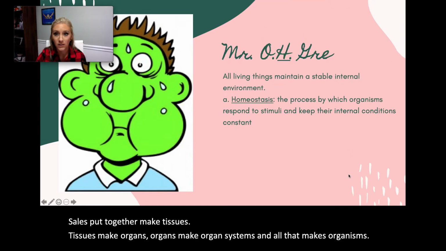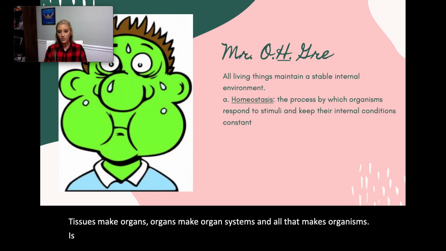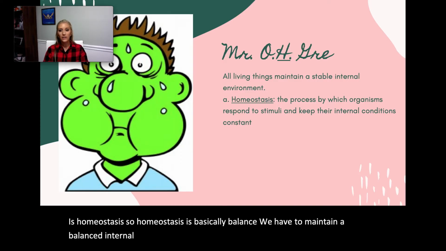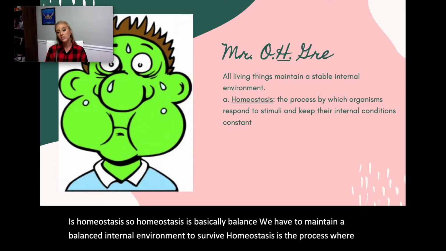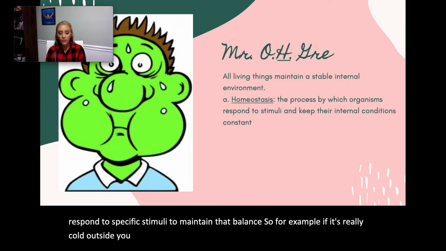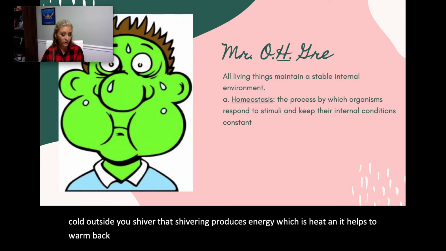Next is homeostasis. So homeostasis is basically balance. We have to maintain a balanced internal environment to survive. Homeostasis is the process where we respond to specific stimuli to maintain that balance. So for example, if it's really cold outside, you shiver. That shivering produces energy, which is heat, and it helps you warm back up. Same thing with sweating in the summertime. You sweat to cool yourself off.